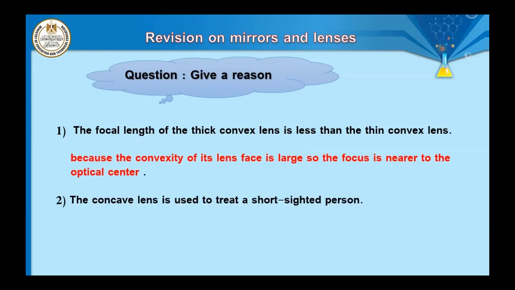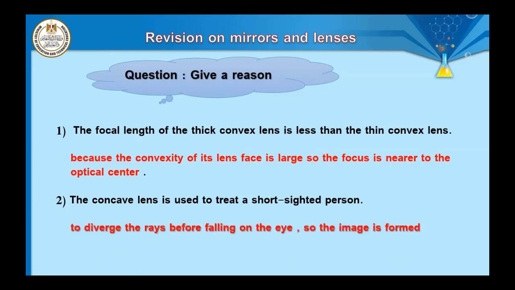Number 2. Concave lens is used to treat short-sightedness. Why? Because it diverges light rays before falling on the eye, so the image will be formed exactly on the retina of the eye. When we suffer from short-sightedness, the image is formed in front of the retina. It is corrected with a concave lens, so the image is formed on the retina.